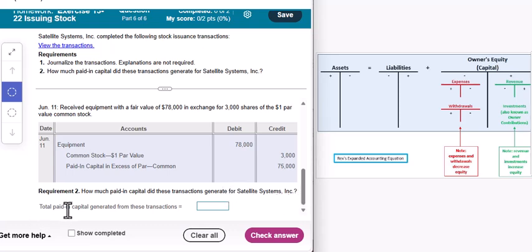So total paid in capital generated from these transactions equals. Let's review what paid in capital is. Paid in capital is preferred stock plus paid in capital in excess of par for the preferred stock plus common stock plus paid in capital in excess of par on the common stock. To find these amounts, we're going to go back up here in the problem to the top.